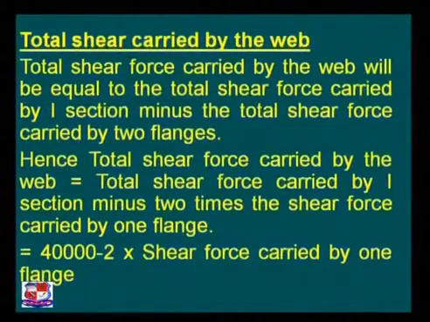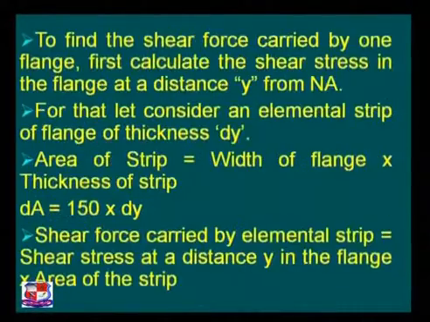So total shear force carried by the web will be equal to the total shear force carried by the I section minus the total shear force carried by the two flanges. The interesting point: I want to find the shear force carried by the web, and that is equal to the total shear force minus twice the shear force resisted by the flange. The same thing has been written over here. So 40,000 Newton minus 2 into the shear force carried by one flange. So what is the intention right now? Let us find the shear force carried by one flange.